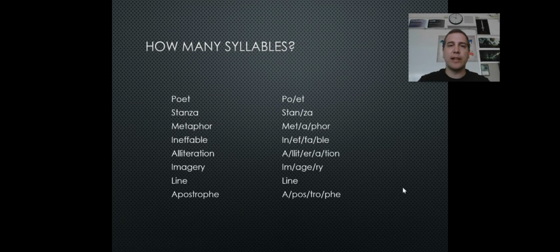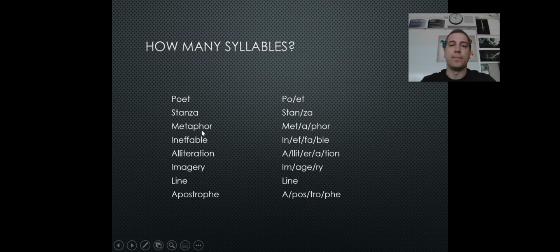Let's take a look at some words. The word poet, how many syllables does it have? Two. Stanza, that's two syllables. You can't look at the number of letters in English and get an idea of where the syllables are, because you could have a word that's six letters long and it's still just one syllable, and then you can have a word that's four letters long and have it be two syllables. There's really no standard way to do this.